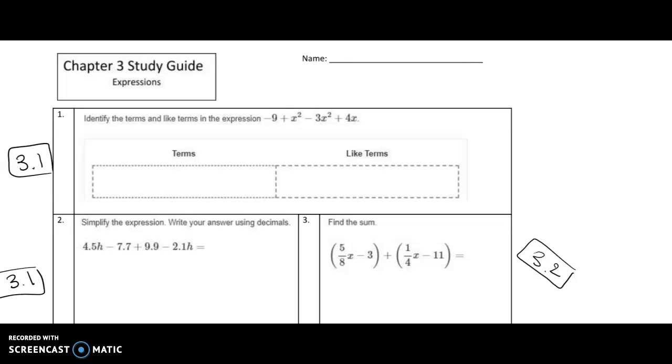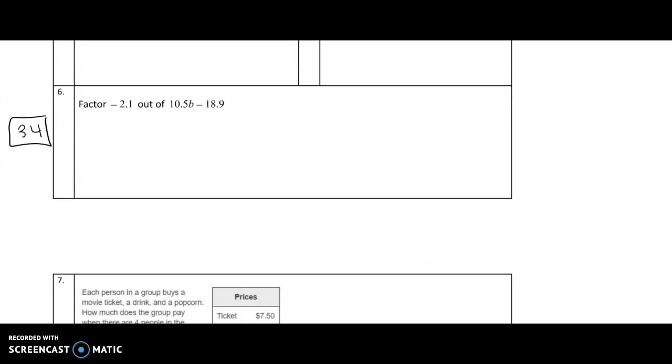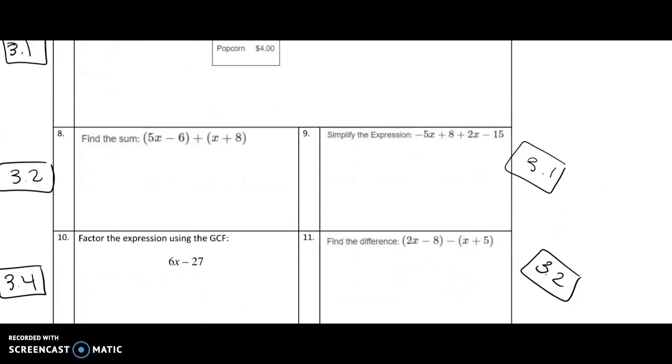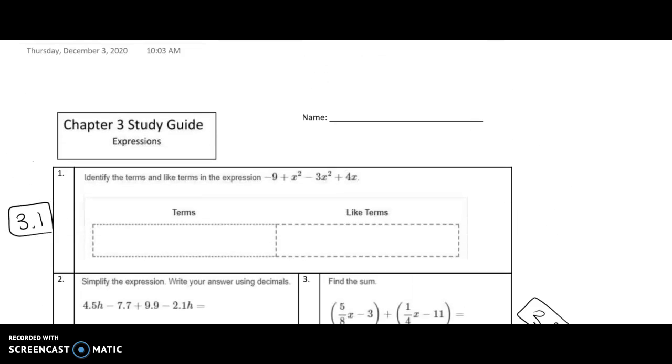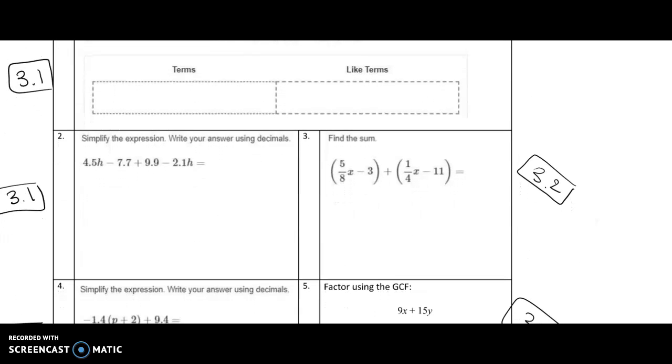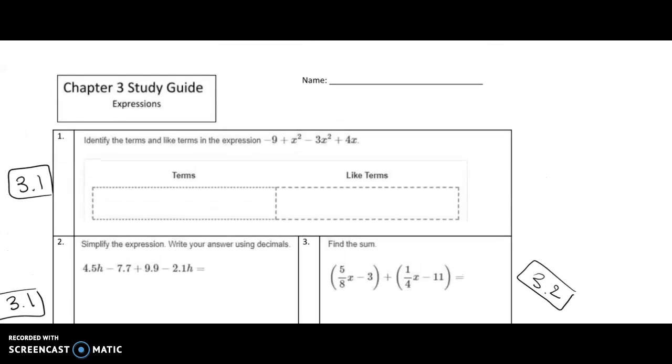Okay, so we're going to go over the Chapter 3 study guide. Off to the side in the little boxes, you'll see where you can find how to solve these specific problems in your notes. It's just telling you 3.1, 3.2, 3.3, or 3.4. The first one is from topic 3.1.